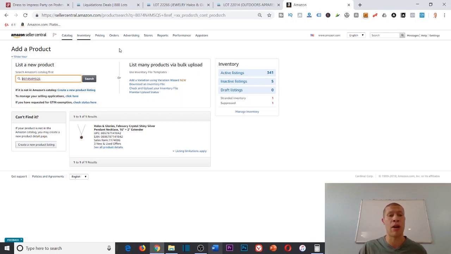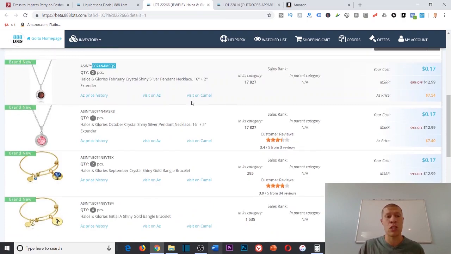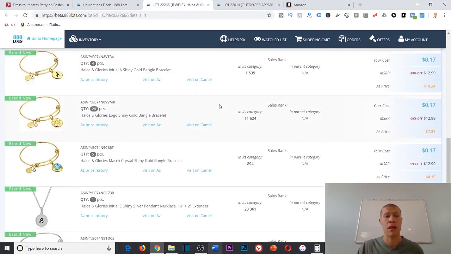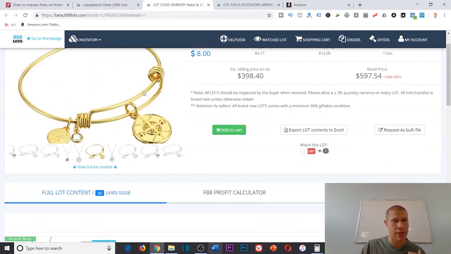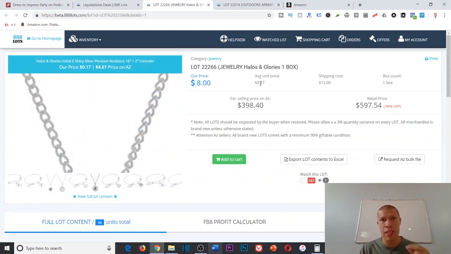Now, they don't sell well back on Amazon, as you see here. This is like 1 million or whatever. 1,174,000. So that's obviously not selling well back on Amazon. And that is the case for a lot of these jewelry items. They don't sell well back on Amazon. But if you're getting them at whatever it is, it's 17 cents a unit, you're paying pennies, literally pennies for this.